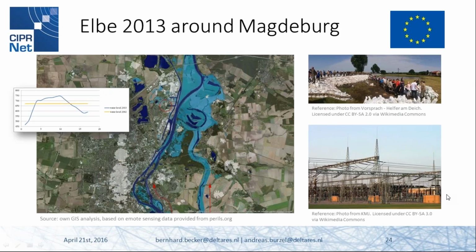And if we zoom in on this area, we can see the extent of the flooding on the left-hand side. It's a major flooding of the entire river and the area around it. And there were major efforts to strengthen and secure the dikes in this area, among others to keep this power distribution station nearby Magdeburg dry.